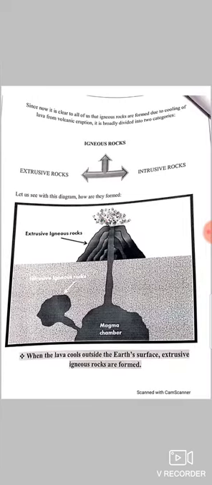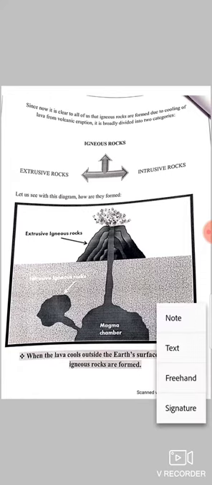Now it is clear to all of us that igneous rocks are formed due to cooling of lava. Of course, we know very well that when a volcanic eruption occurs and the lava comes out and solidifies, it becomes igneous rock, and it is of two categories: extrusive rock and intrusive rock. Extrusive is on the surface; intrusive is solidified below the surface.